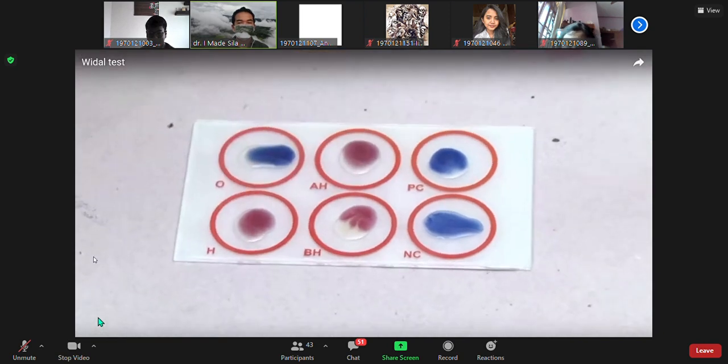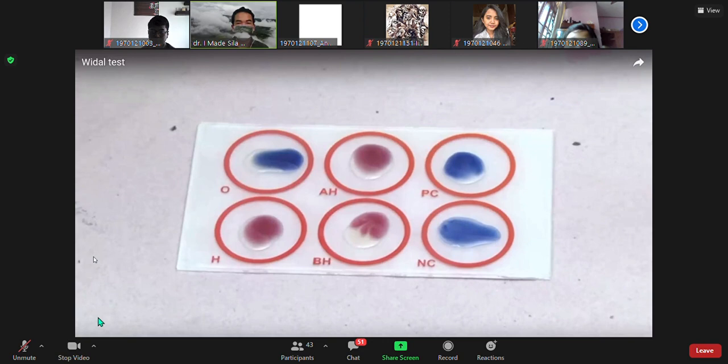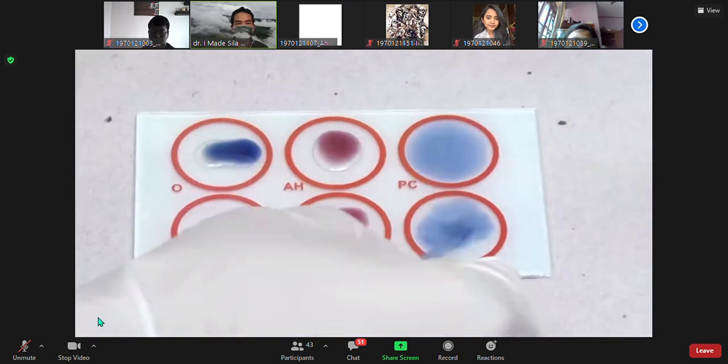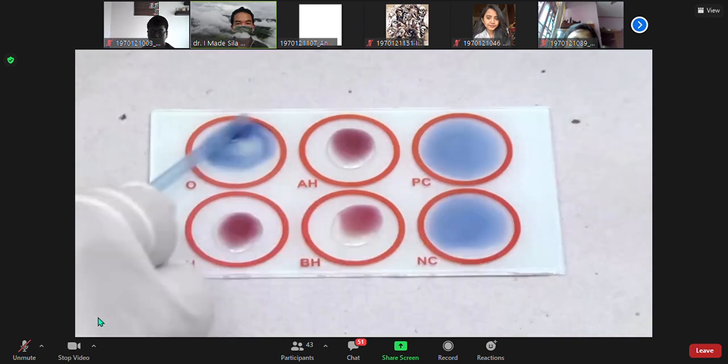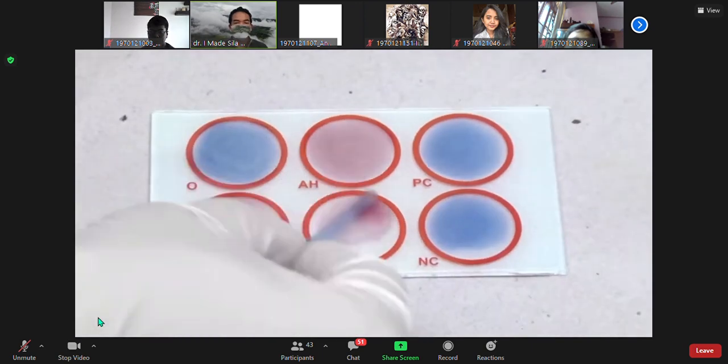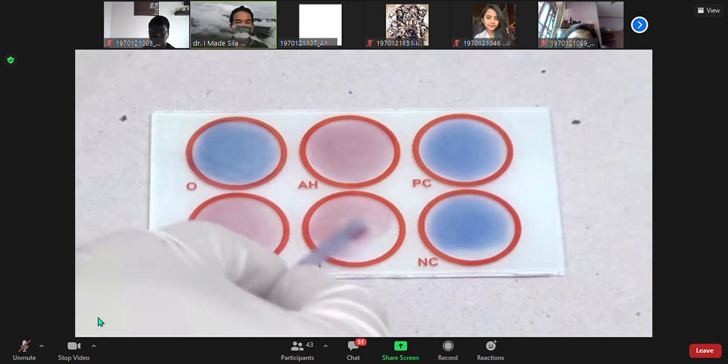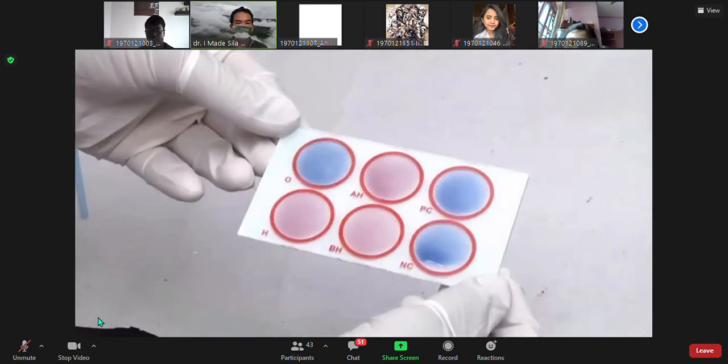Mix the patient serum uniformly over the entire reaction circle with separate mixing sticks. Rock the slide gently back and forth and observe for agglutination macroscopically at 1 minute.